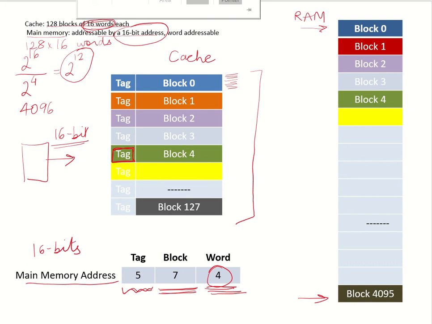So suppose the processor sends out a main memory address which is in block 4.